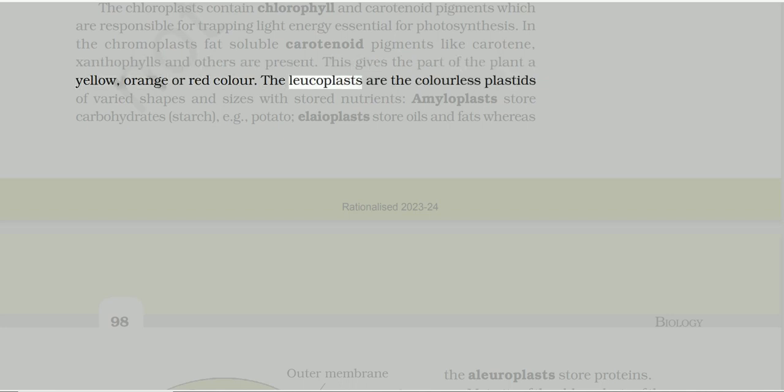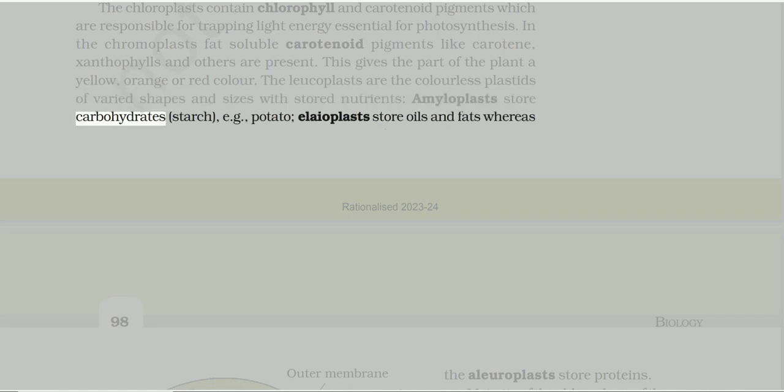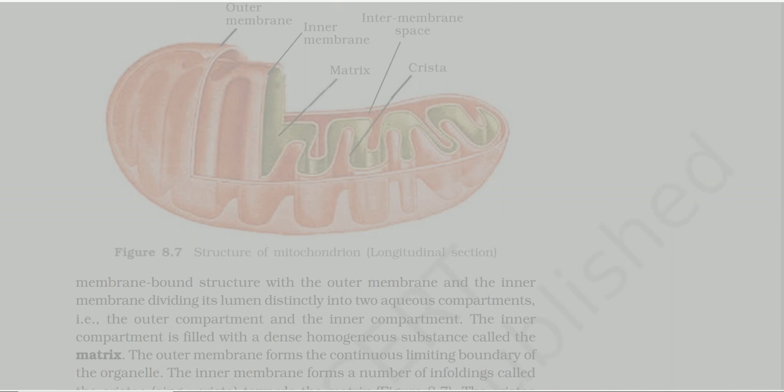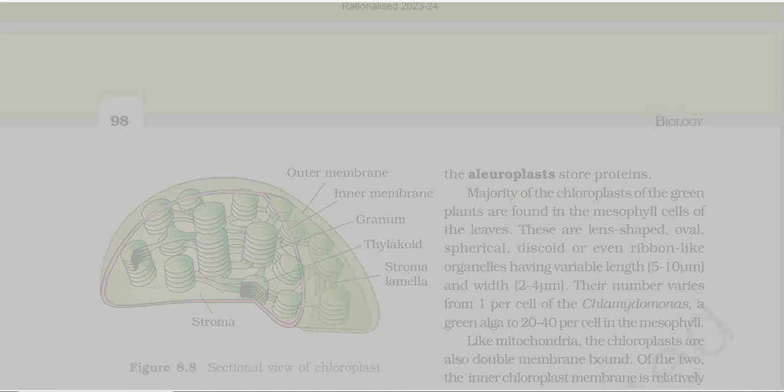The leucoplasts are the colorless plastids of varied shapes and sizes with stored nutrients. Amyloplasts store carbohydrates, starch, e.g., potato. Elaioplasts store oils and fats, whereas the aleuroplasts store proteins. Figure 8.7: Structure of mitochondrion, longitudinal section, showing the outer membrane, inner membrane, matrix, crista and intermembrane space.